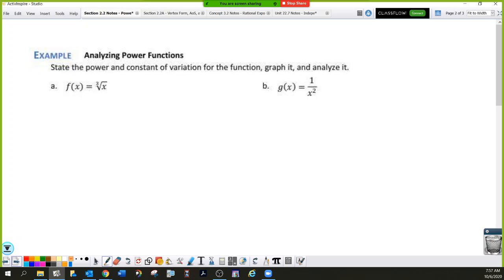I expect you to use graphing technology. Nobody really graphs power functions by hand. It's not really worth your effort. But analyzing it is important information.